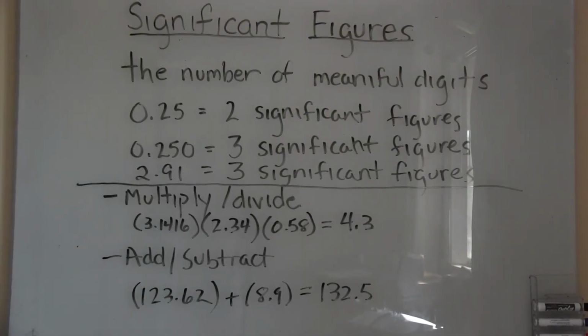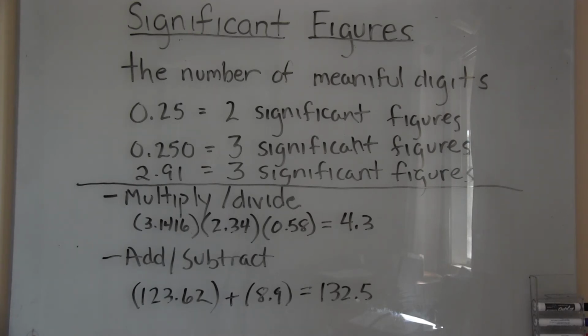Significant figures. Significant figures are the number of meaningful digits that a value has. For example, the value 0.25 has 2 significant figures. The 0 to the left of the decimal point doesn't count. 0.250 has 3 significant figures. While the 0 to the left of the decimal point still doesn't count, the 0 to the right of the decimal point does count.